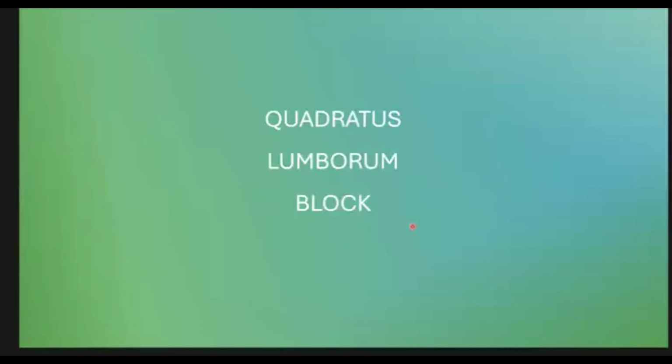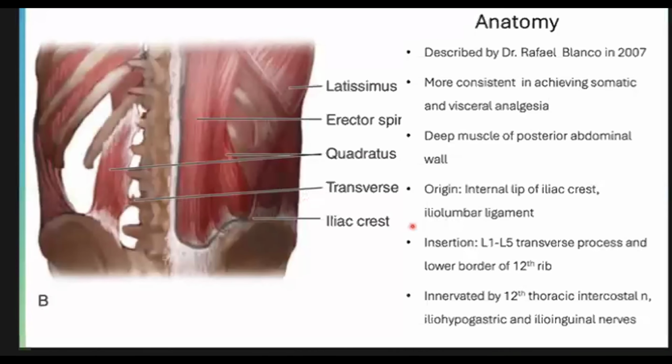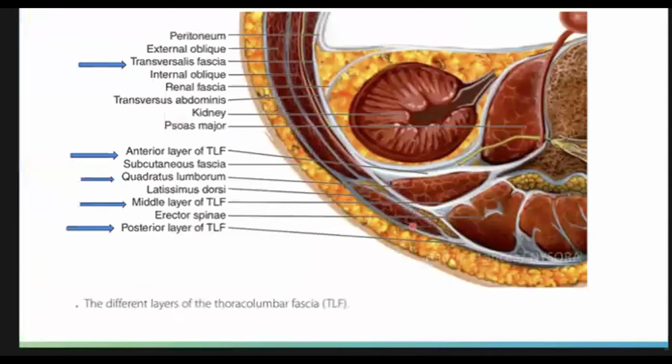Another set of blocks that we can perform for radical nephrectomy is the quadratus lumborum blocks. It was first described by Rafael Blanco in 2007. The quadratus lumborum is a muscle that is part of the posterior abdominal wall. So just a brief description of the anatomy.